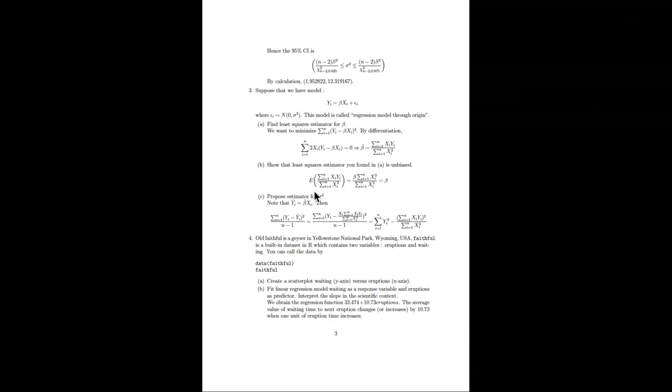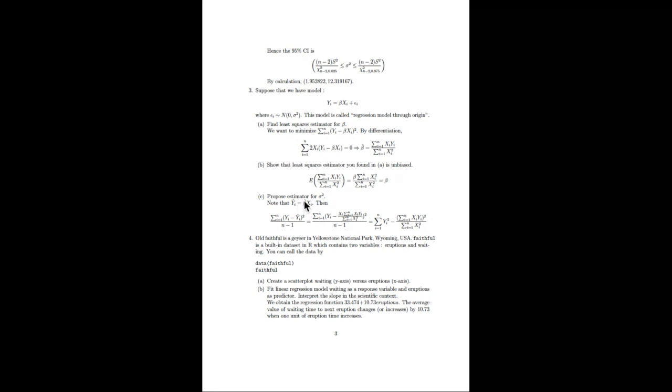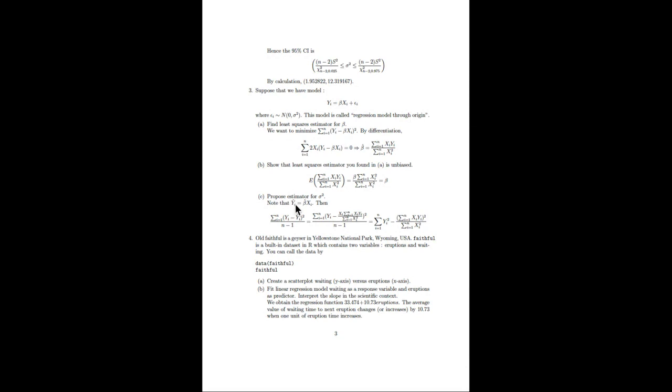And then to propose the estimator for sigma squared, we use the residual sum of squares divided by the degrees of freedom. For the numerator, we have the residual, which is y_i minus y_i hat, squared. Y_i hat is the fitted value. Here we don't have the intercept, so the fitted value is just the estimated slope times x_i. And then that squared and summed is our residual sum of squares. Or you can think of this as the SSE, the sum of squares for errors for this regression model through the origin.